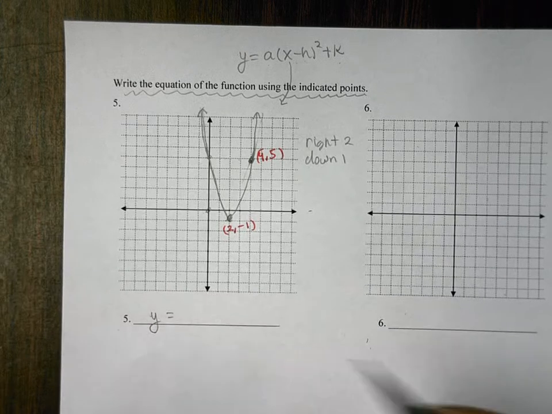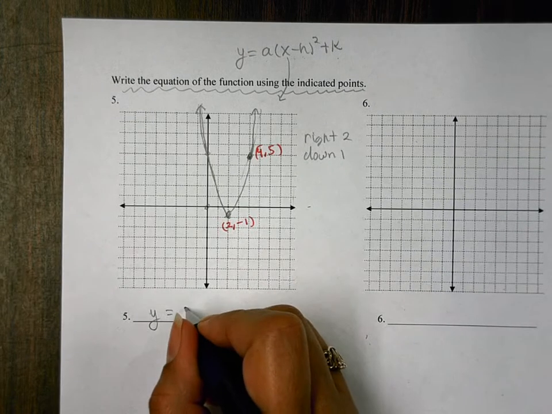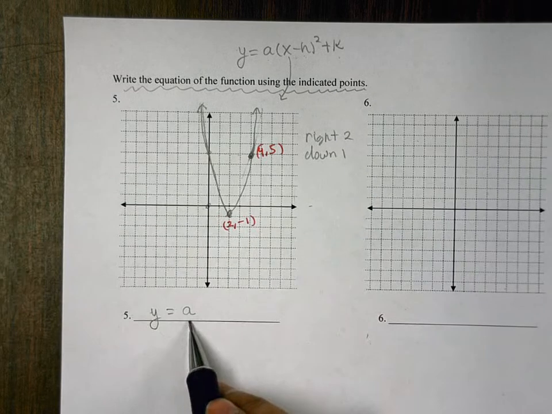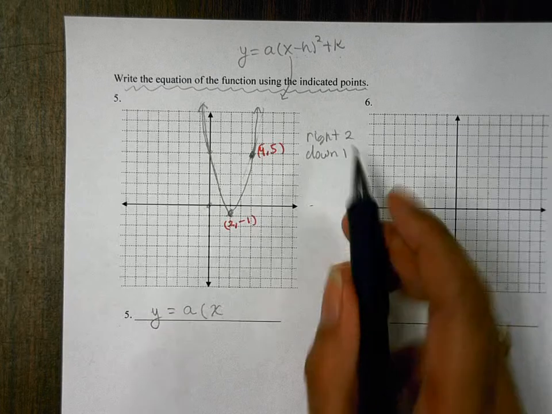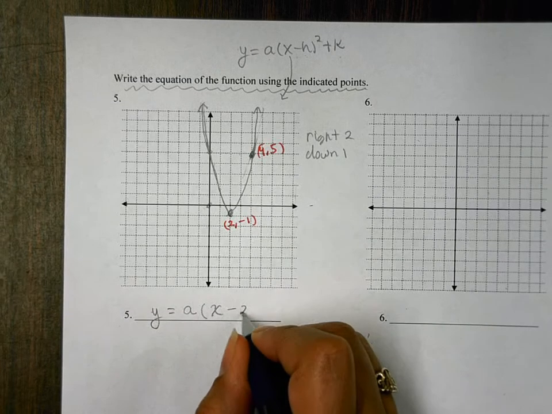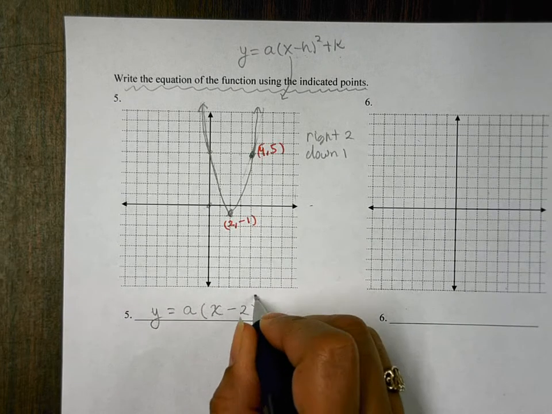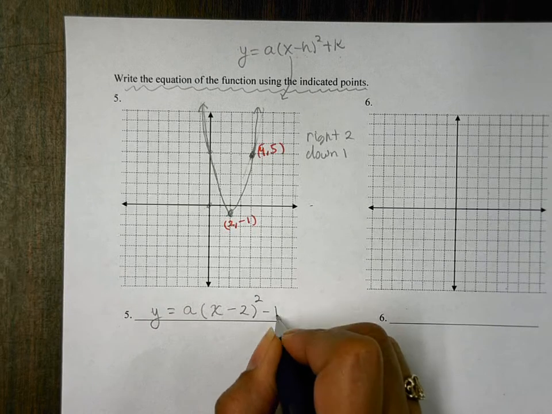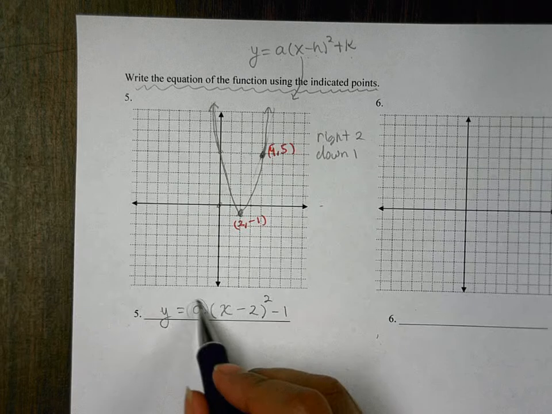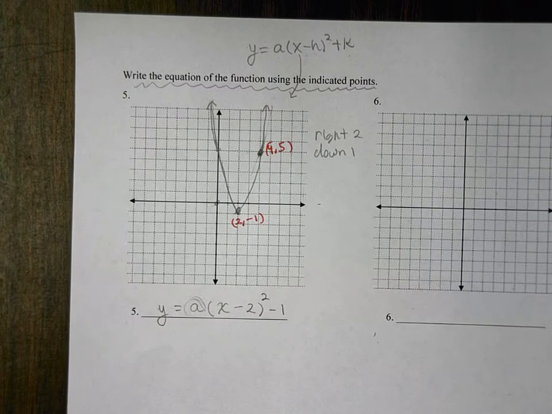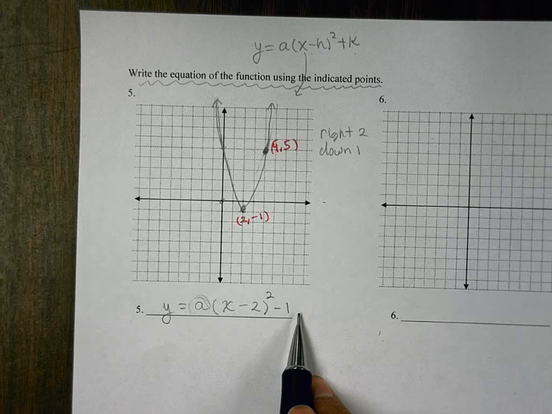Y equals, and if you're working in a pen, don't write this down because we are going to erase it, a, parentheses, x right 2 would be minus 2, close parentheses squared, and then down 1 would be minus 1. Okay, so if you're working in pen, write everything except the a, because that's what I'm going to go back and erase. Everything else is going to stay. The x minus 2 squared is going to stay, and the minus 1.